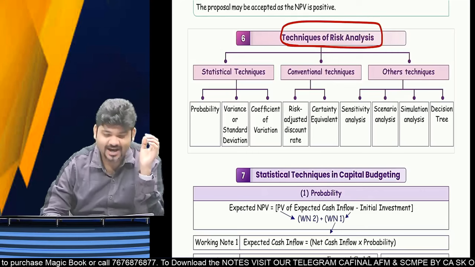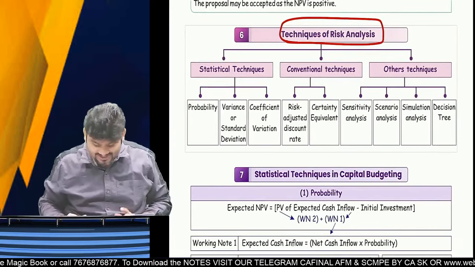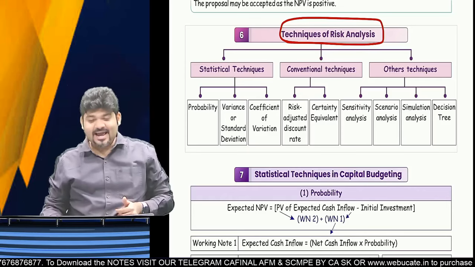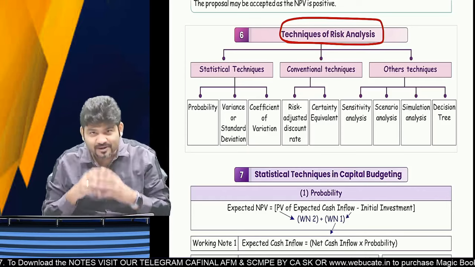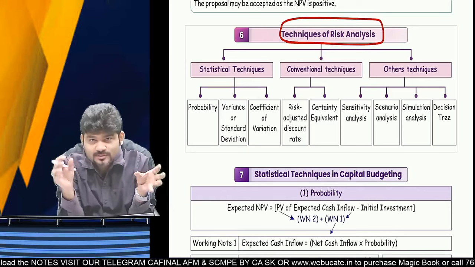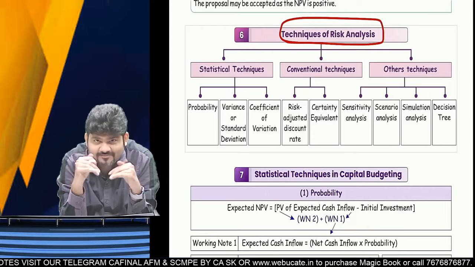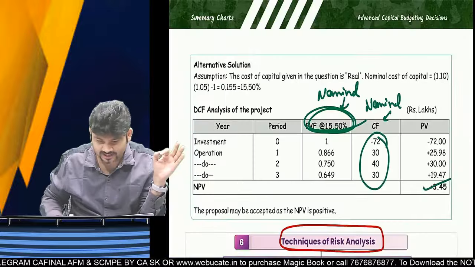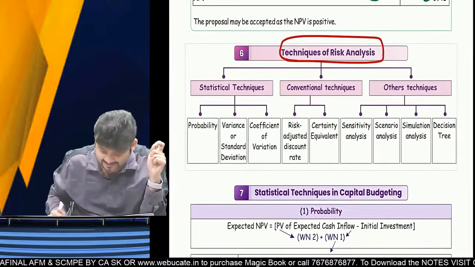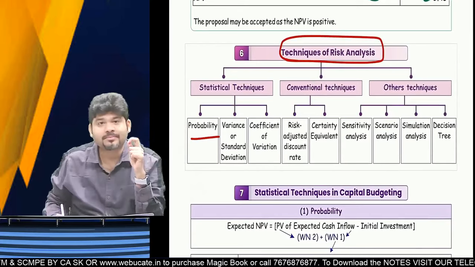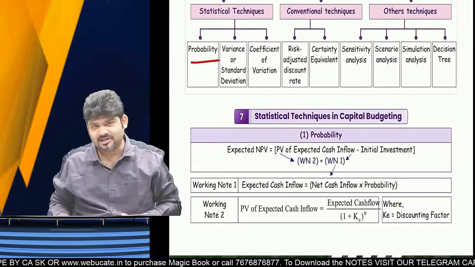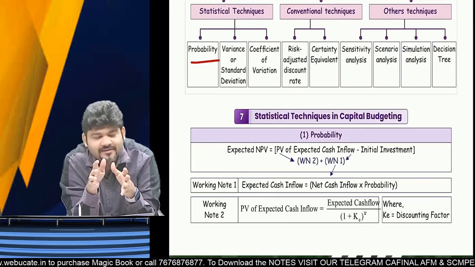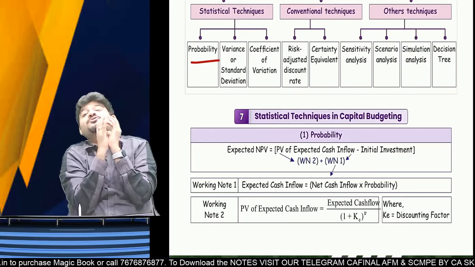So there are various techniques to manage the risk analysis: statistical techniques, conventional techniques, and other techniques. Now, I will take it one by one. What I have done is, as soon as I am done with the formula, I have taken a sum so that we are clear in terms of logic as well. Right? So here, let's start with the first technique, and that is the technique of probability. All of you have been doing it, and especially if you have done portfolio management with me, you know how probability can be used. So same way here, the probability will be used in terms of cash flows.